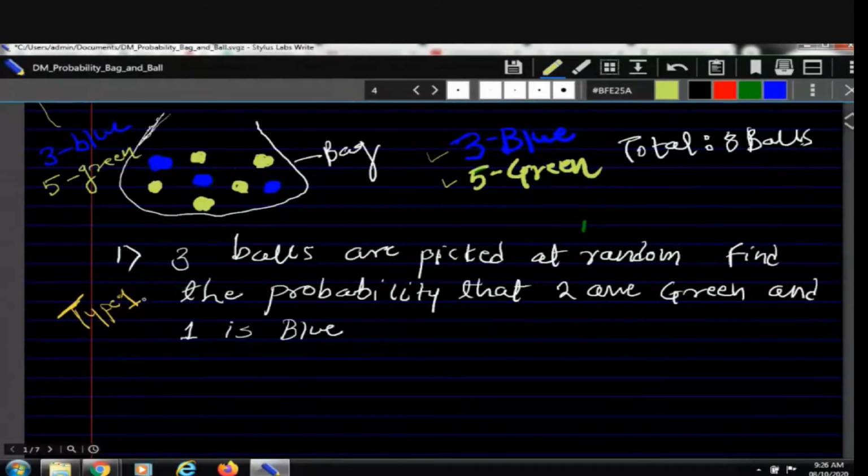Now the first problem, or we will say this as a type 1 problem. So what is the type 1 problem? Three balls are picked at random. Find the probability that two are green and one is blue. Two are green and one is blue. So here this word "and" is important.